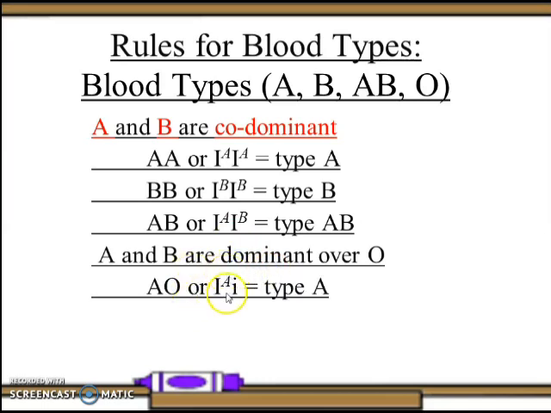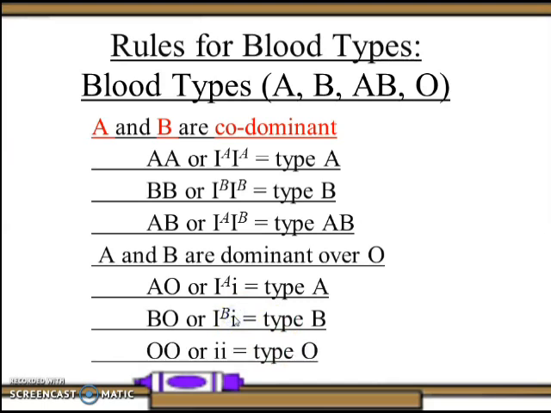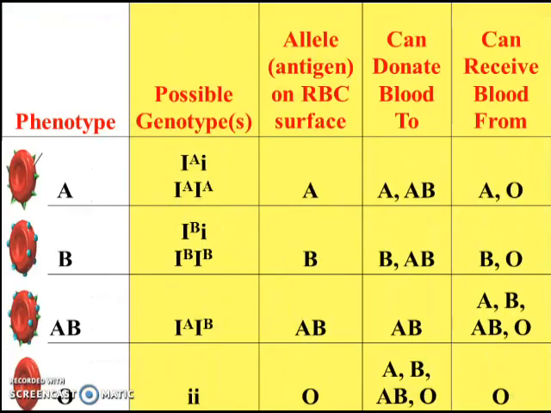AO or IAi is heterozygous dominant for type A. BO or IBi is heterozygous dominant for type B. And OO or ii is homozygous recessive for type O. Now, do you know what blood type is safe for you if you need a transfusion?